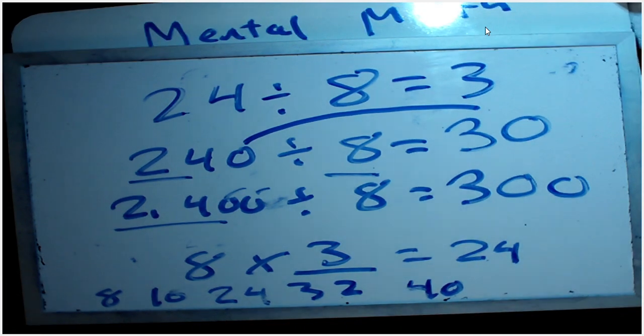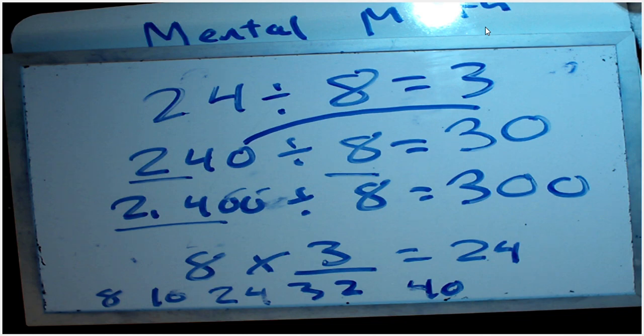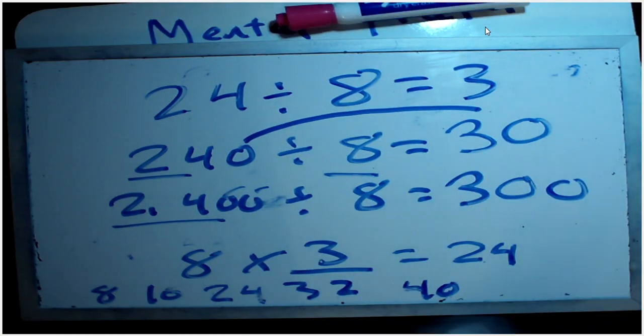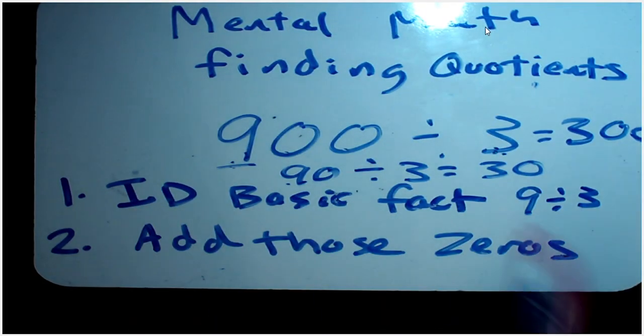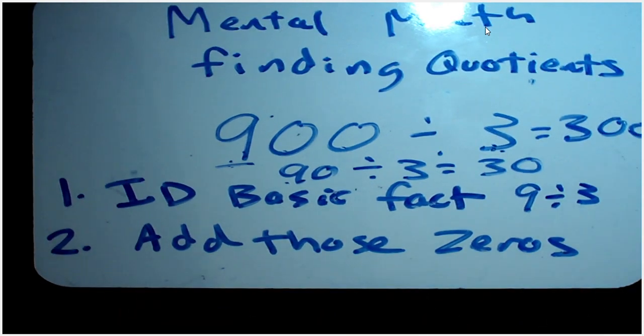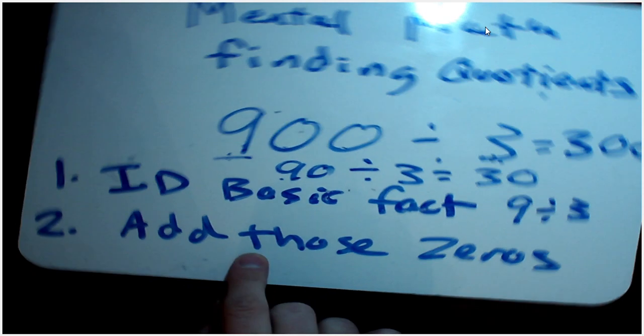So your problems today are going to have a lot of those patterns for you to solve. If you are struggling, it may be because you're not identifying the basic fact correctly, or because you're not adding those zeros correctly. Those are the 2 major steps. And I'll have this here for you to reference during the lesson.